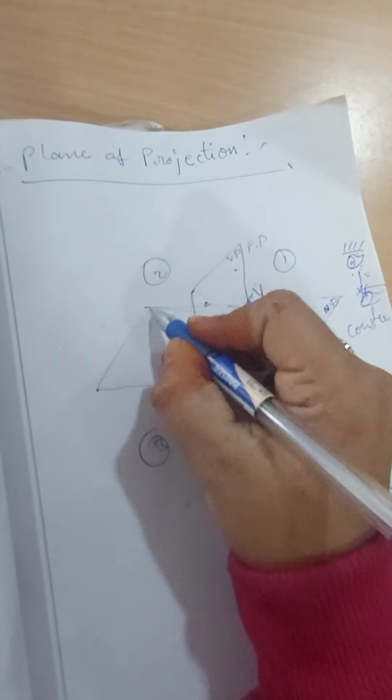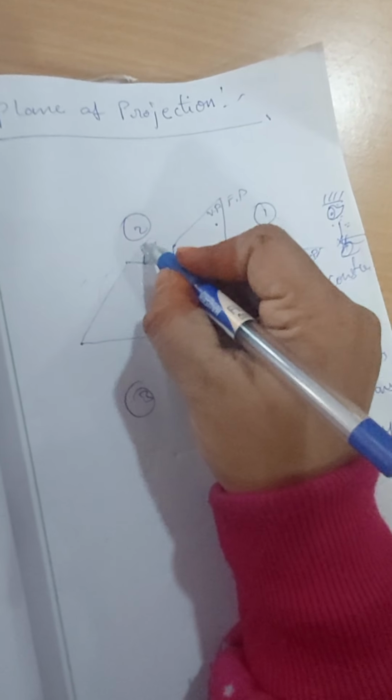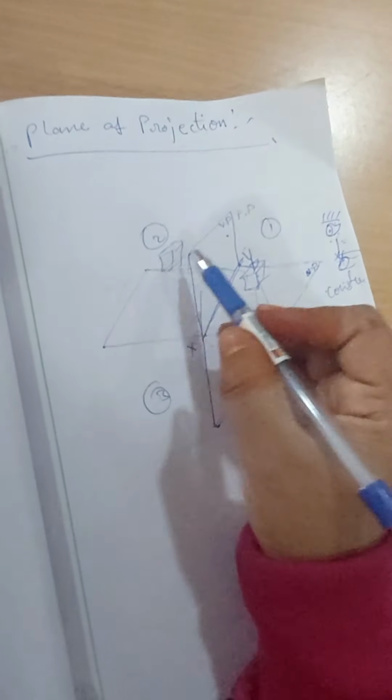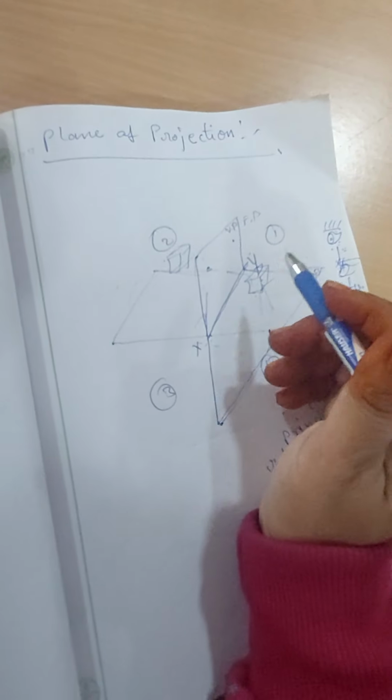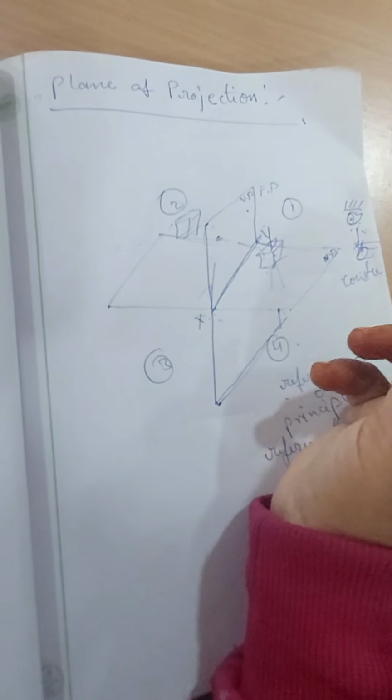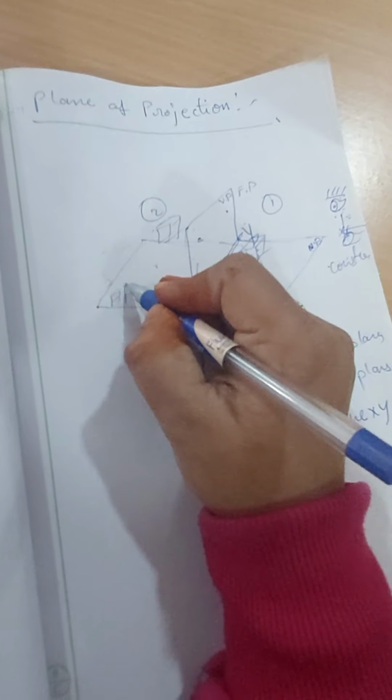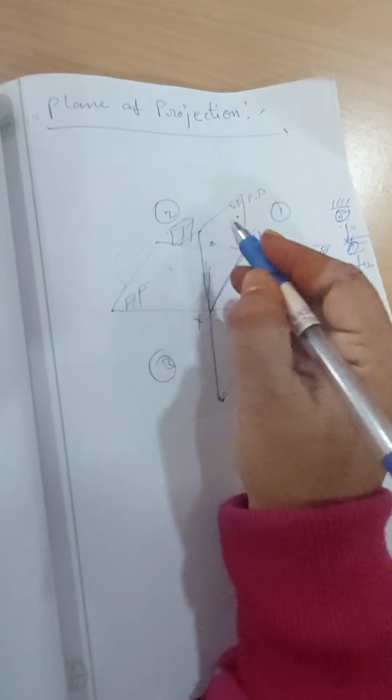If the object is in the second quadrant and the position of the observer is constant, we'll define like this. The object in the second quadrant is above the horizontal plane and behind the vertical plane.